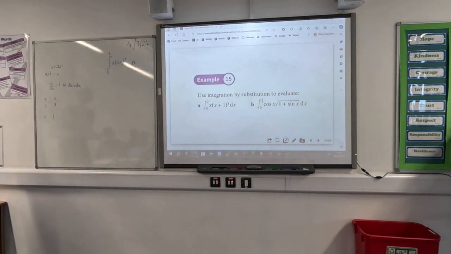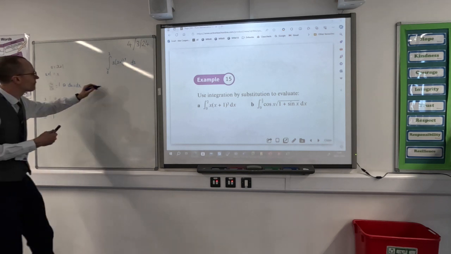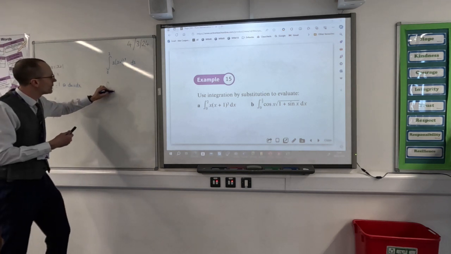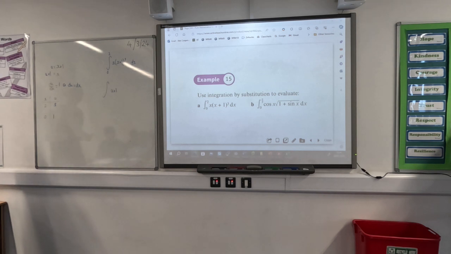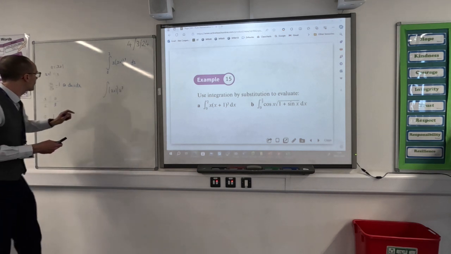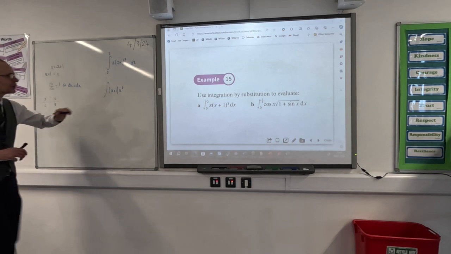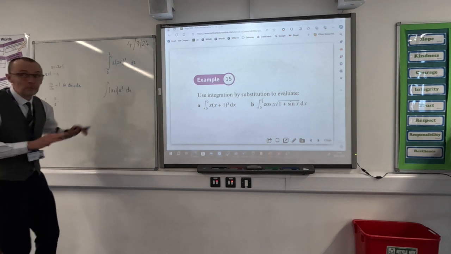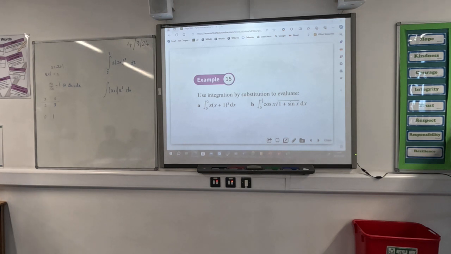Okay, so I'm going to replace x with u minus 1. X plus 1 cubed is u cubed. Du and dx are, in this question, interchangeable. And here's the new thing. 0 and 2 have become 1 and 3, because u is equal to x plus 1.